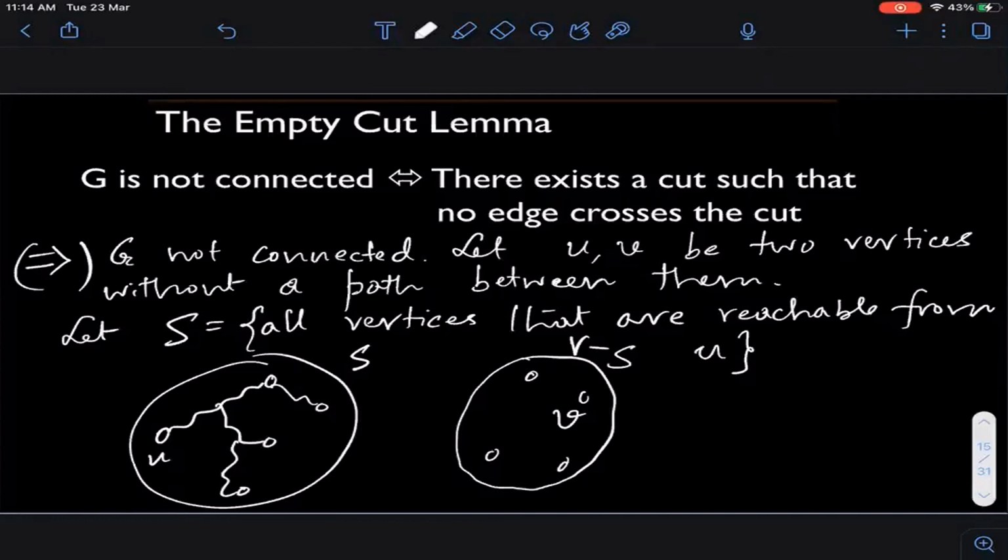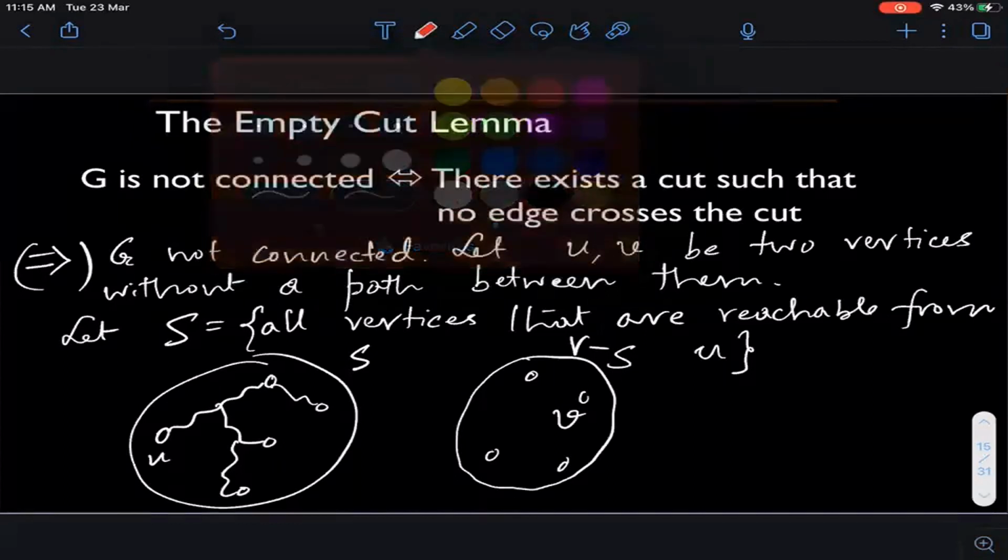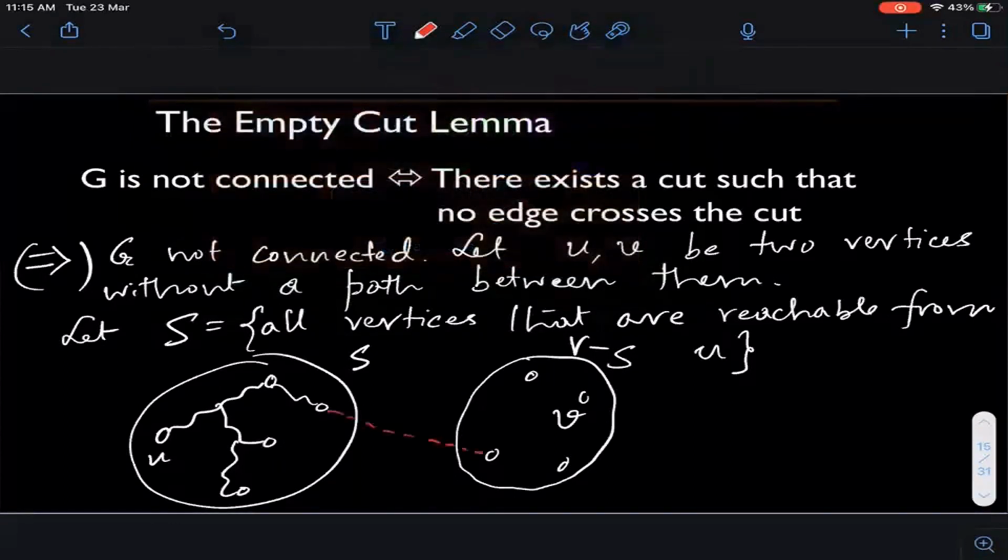The rest is clear, right? Okay, it's not clear. We need to do one more argument. But at least I know that there are vertices on both sides of the cut. So now I claim that this has to be an empty cut. Matlab, there cannot be an edge going across the cut, right? Why is that? Again, let's assume that there is an edge. So suppose karo ki there is an edge here. So why is that a contradiction?